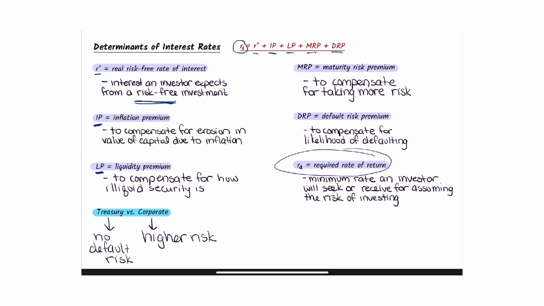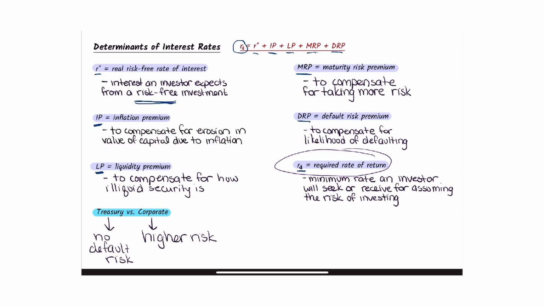Then we have the maturity risk premium, and that compensates for taking more risk. So depending on how risky the bond is, that would increase the interest rate at that point. There is also DRP, which is default risk premium, and that compensates for the likelihood of the issuer defaulting on the loan. And then at the end of the day, when we add all of those up, we get the RD, which is the required rate of return, which is the minimum rate an investor will seek or receive for assuming the risk of investing.